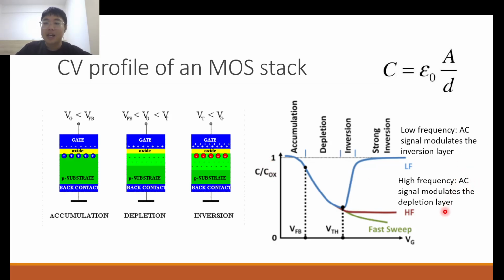However, when you're using a high frequency AC signal to measure the capacitance, this AC signal modulates the depletion layer instead. So the depletion layer is still present and is still being modulated by the AC frequency. And so instead of going back up to the original capacitance, the capacitance plateaus off at this lower value, because the capacitance is still arising from both the oxide layer and the depletion layer. Okay? If you don't really understand this, it's okay for now, I guess.